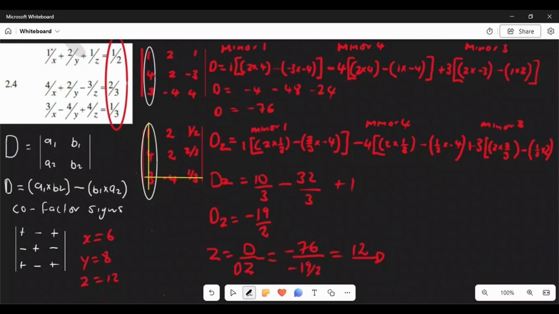For example, if you say x in this case is 6, y in this case is 8, and then z in this case is 12. When you put this on a calculator, you will get this answer, which is 1 over 2. So that's how you check whether you've done it right.